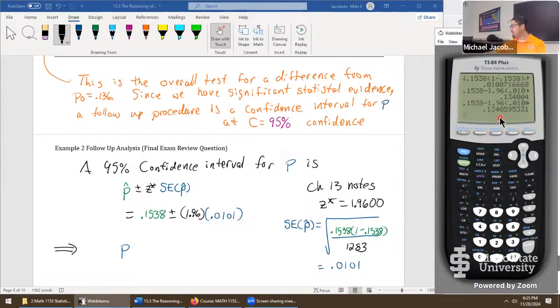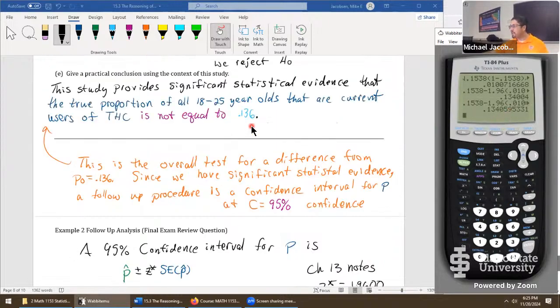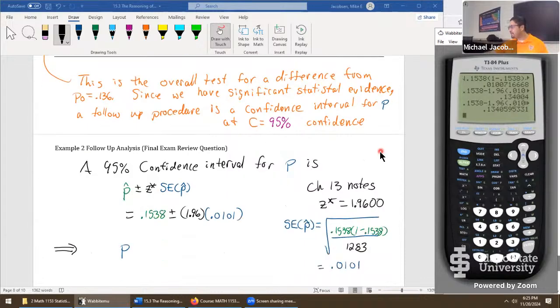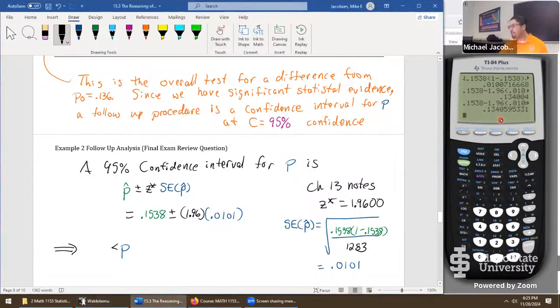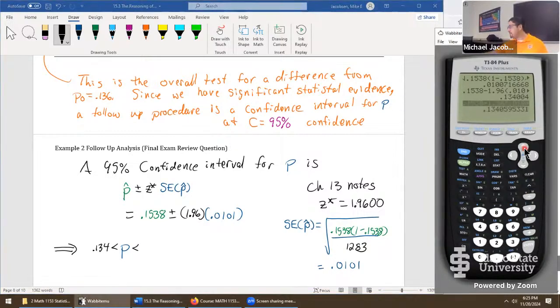Let's see what that one comes out as. 0.13405, still not what I was expecting. That is really odd. Well, let me just record the result. I might have to come back to this problem and see what went wrong on this. But I've got a 0.134 on the lower end. Now let's go up to the upper end.